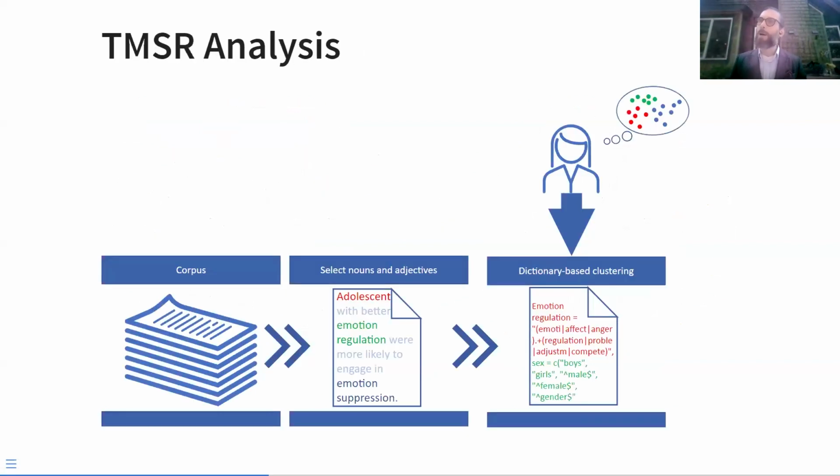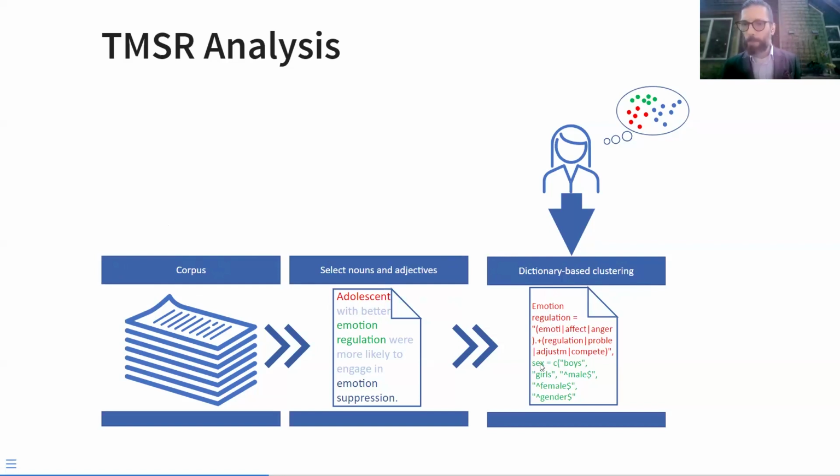And then my text mining systematic review goes even further and enhances that network with data-driven insights. So here's the basic pipeline. We start with a corpus or a body of all of the literature. Then we select the nouns and adjectives. And for this paper, I used a simple dictionary-based clustering. So I used my own expertise in the domain to create a dictionary and enhance that over time. And that's how we grouped terms. So for example, emotion regulation relates to emotion, affect, anger, plus regulation or problem or adjustment or competence.